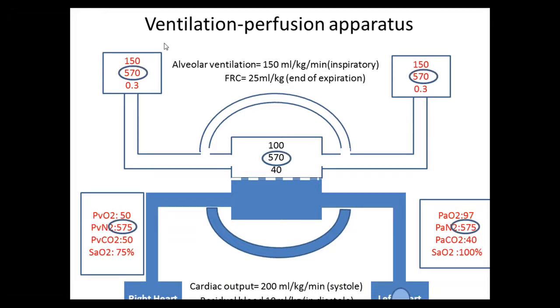Remember that the atmospheric pressure is around 760, including the water vapor. And the nitrogen partial pressure is almost the same in the alveolar atmosphere and also in venous and arterial blood. So the sum of all pressures should be around 760 if you are at sea level.